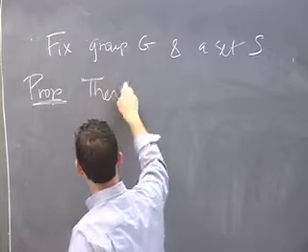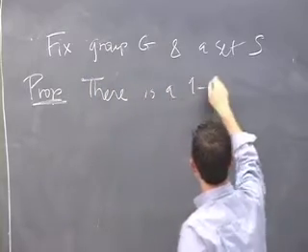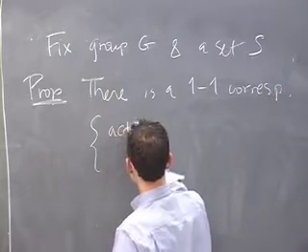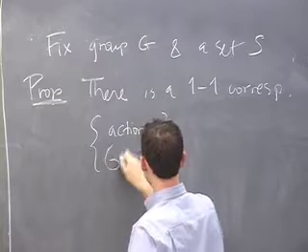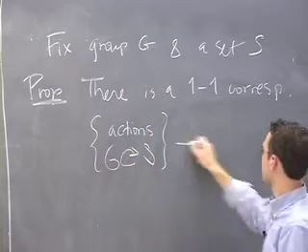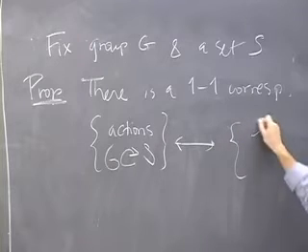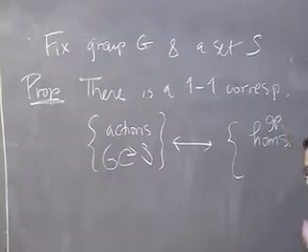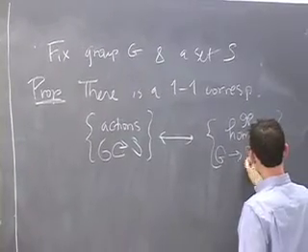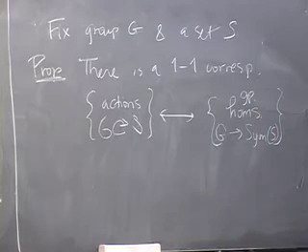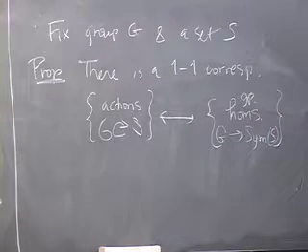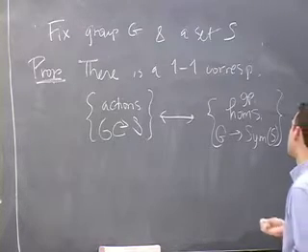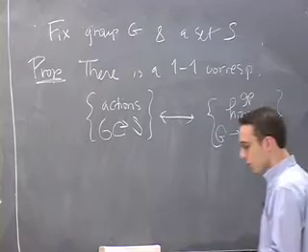So the theorem is there is a one-to-one correspondence between actions of G on S, and homomorphisms, these are specifically group homomorphisms, from G to the symmetric group on S. So remember, the symmetric group on S is the set of bijections from S to S. And it forms a group. We saw that ages ago. So these things are in correspondence.